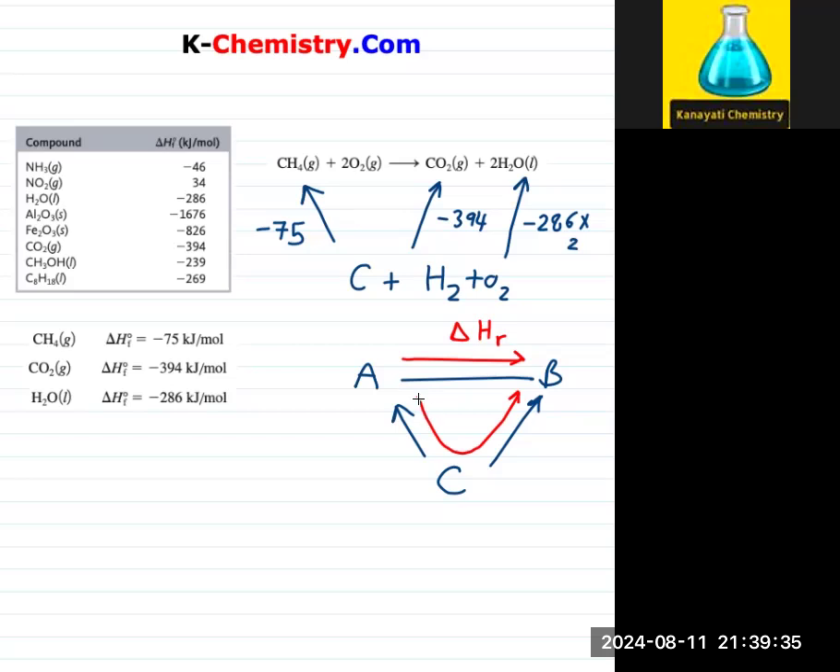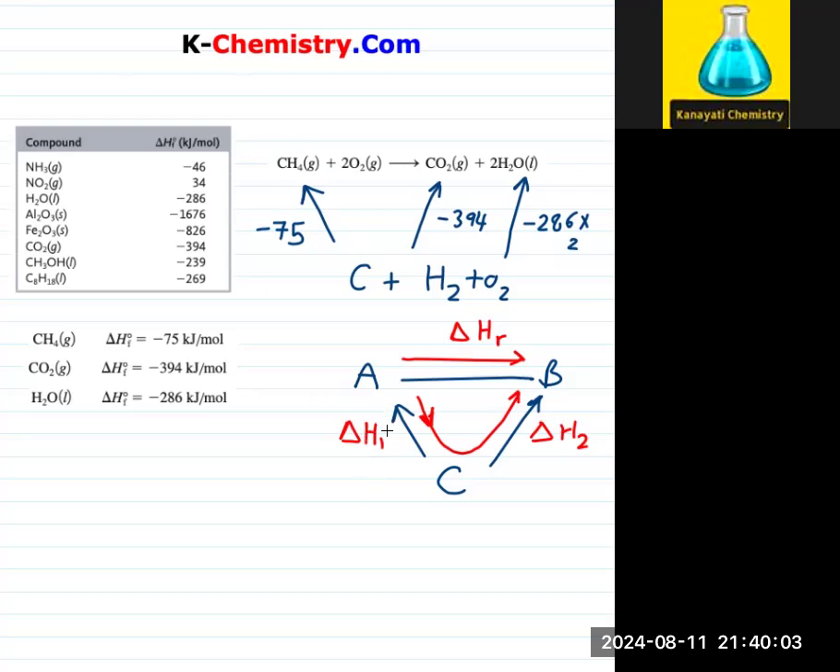A to C, which is this direction. We'll say that it's called delta H1, and then you can add it to delta H2. So if you want to move from here to here, you can move from here to here, and then from here to here, which is called delta H2. But do you have these two values, delta H1 and delta H2? Yes, I have them. This is the delta H1, and this is delta H2.